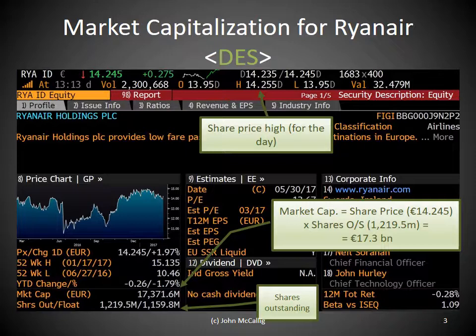Okay, well, let's look at Ryanair in a little bit more detail. This is from the DES description screen on Bloomberg, and you can see down here, this arrow is pointing down to the market cap. And the market cap of Ryanair is equal to the share price of Ryanair, which is 14.245, multiplied by the number of shares outstanding, which is given underneath here, 1219.5, and that works out as 17.3 billion. So that is what Ryanair is worth according to the stock exchange, and that is what we are trying to explain when we think about the value of a company.